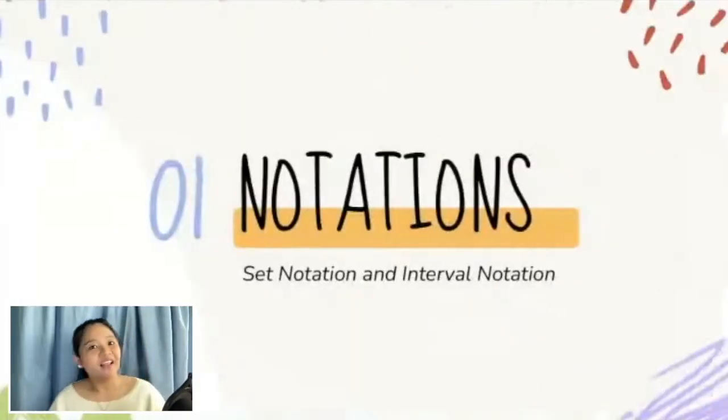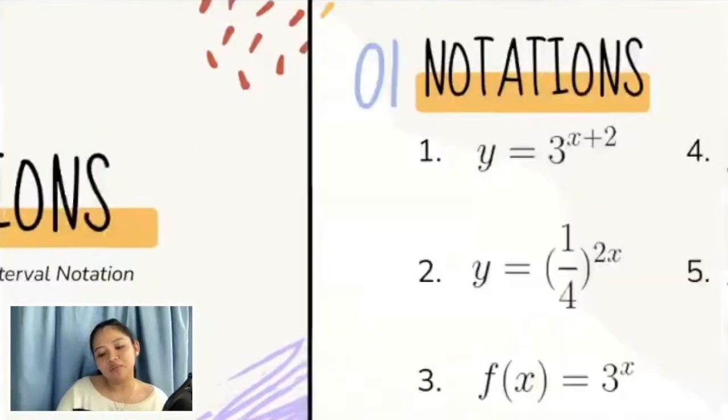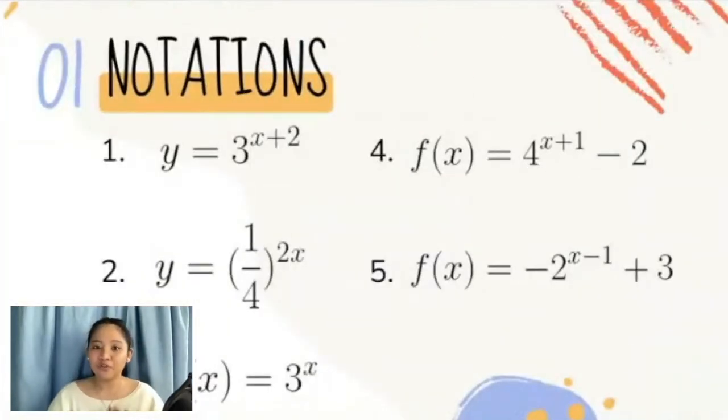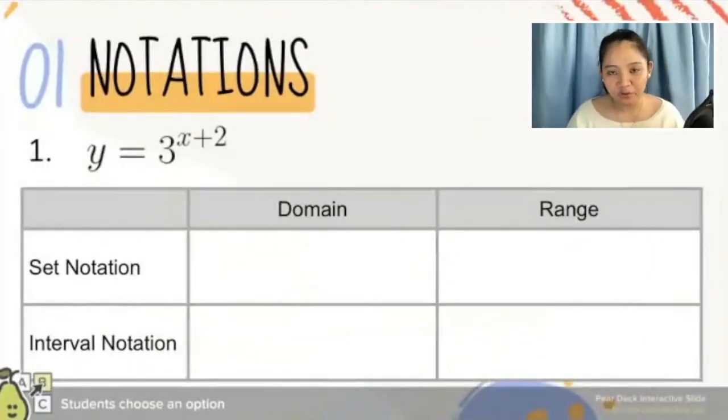For the first one, let's go to notations. We have the set notation and interval notation. Here are our 5 examples for determining their notations. For the first one, let's have the exponential function y equals 3 raised to x plus 2, where your 3 is the one being raised to x plus 2. On our periodic prompt, which among the 4 options do you think would give you the proper set notation for their domain and range?